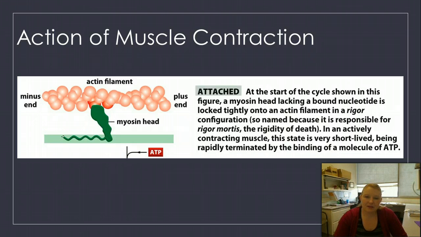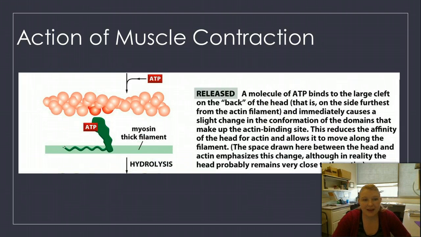It's an actively contracting muscle. It's a very short-lived state because it's going to be moving pretty quickly, but if it's not actively contracting, this muscle will just stay in this position. So what happens first is ATP is added, and there's a section on the back of the myosin head that this ATP will bind to. This creates a slight conformational change that releases that myosin head from the actin molecule.